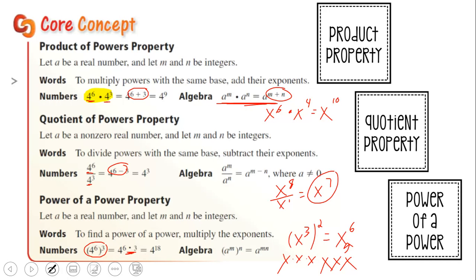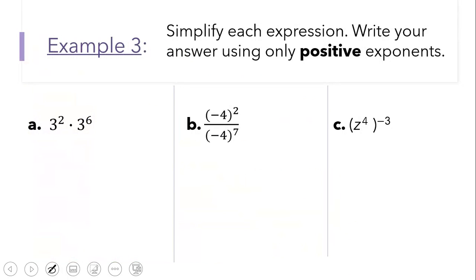Very important. Make sure you have this down, because we're going to start to combine all of these different rules together. Let's start a little simple here. We're going to simplify each expression here. We're going to write our answer using only positive exponents.